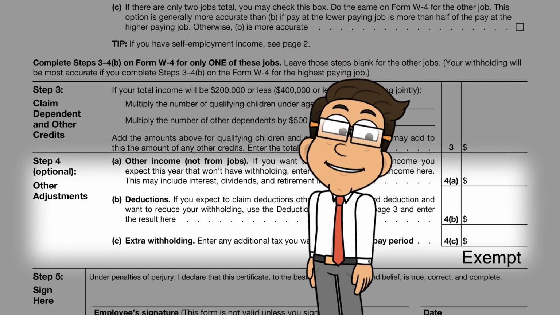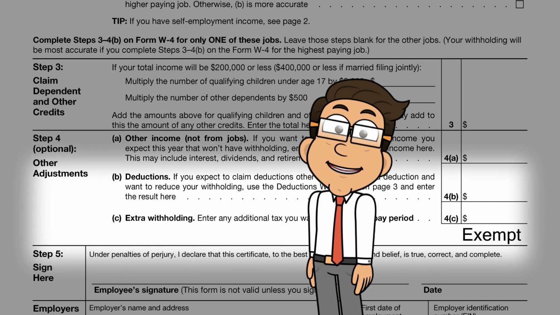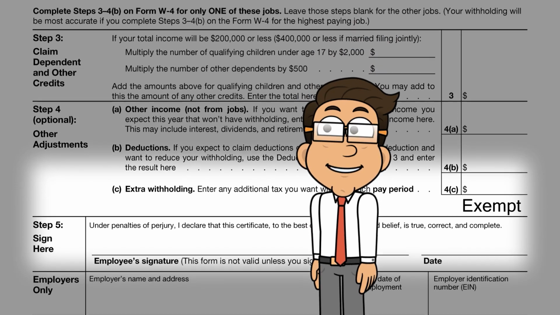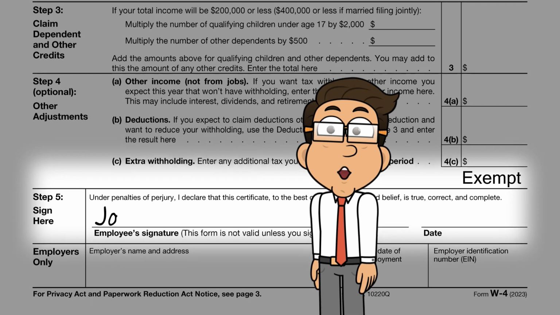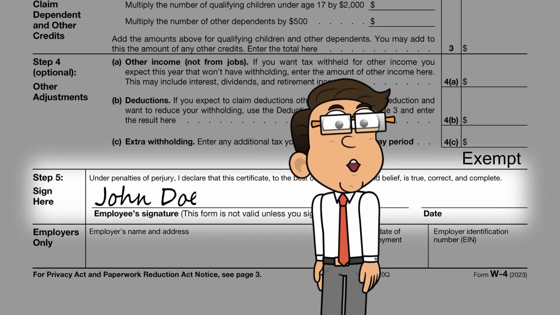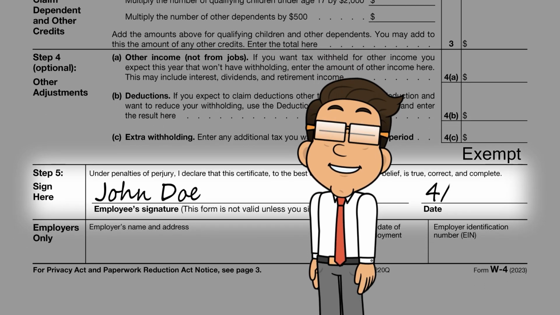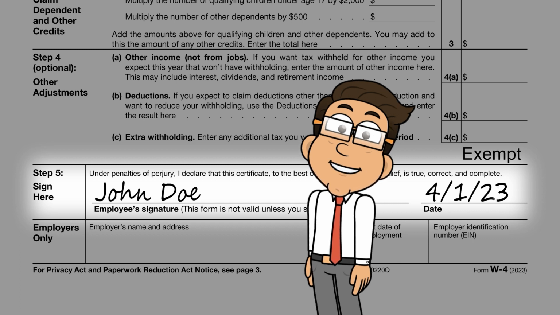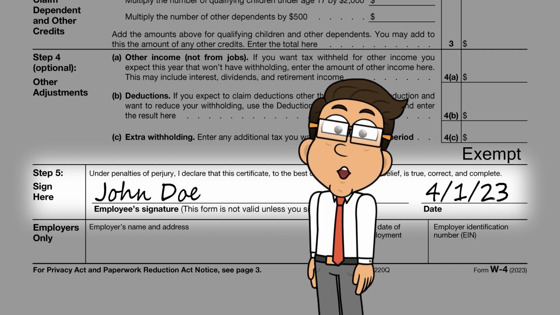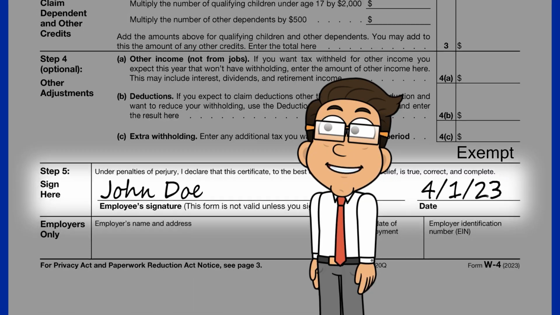Once you've filled in your personal information and written exempt, you'll need to skip down to Step 5, Sign and date the form. This is an essential step. The form isn't valid without your signature. Now, remember to leave the rest of the form blank. You're claiming that you won't have any federal income tax liability, so there's no need to fill out sections about multiple jobs, dependents, or other adjustments.